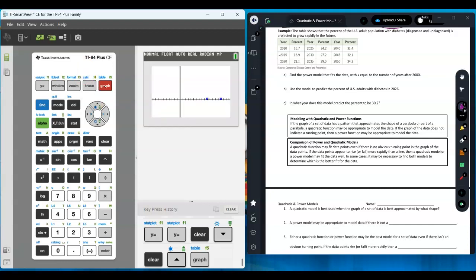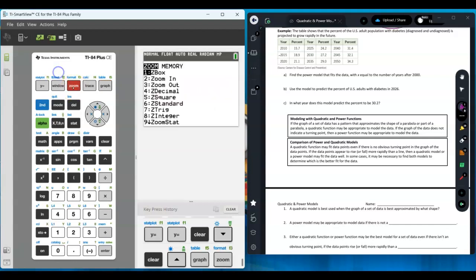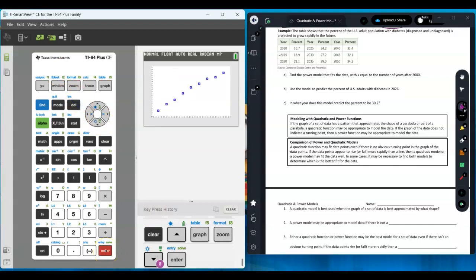However, if I hit graph, I'm probably not seeing all of the points because I need to tell it to zoom to where those points are. So the fast way to do that for a scatter plot is zoom and then zoom stat. So this is what my points look like. And I can see that I could fit a line to this data and it would probably fit pretty well, but there is a slight curve. So they're suggesting that I use a power model.